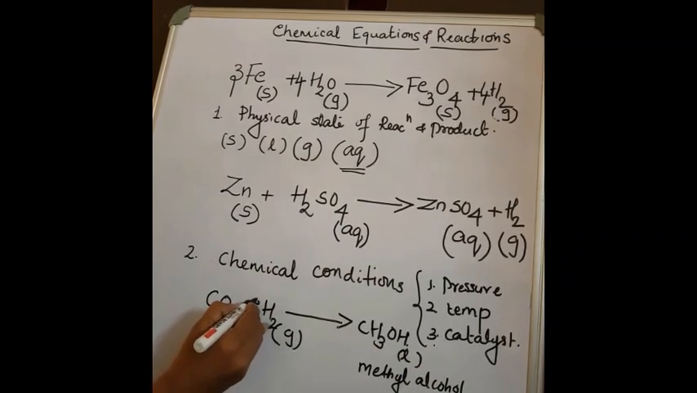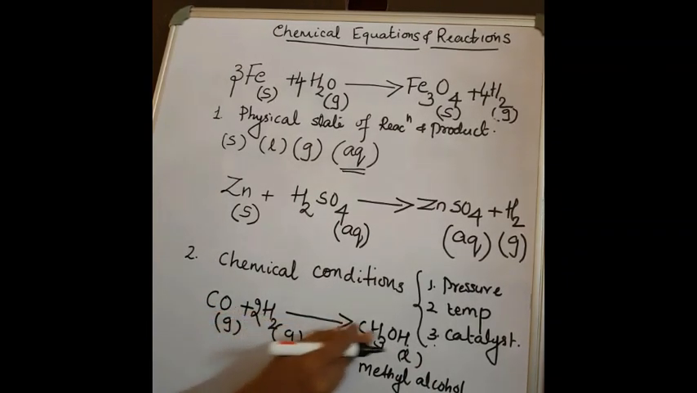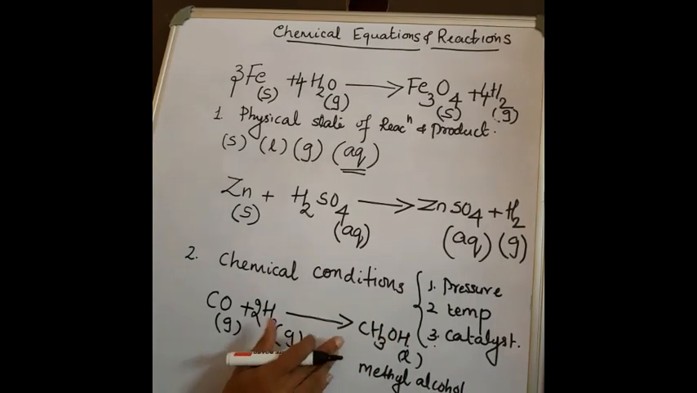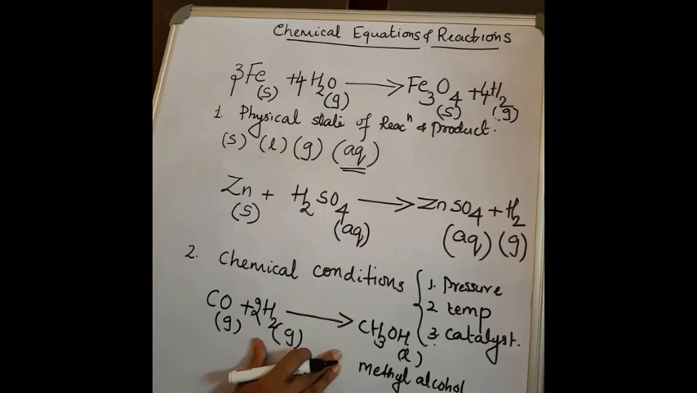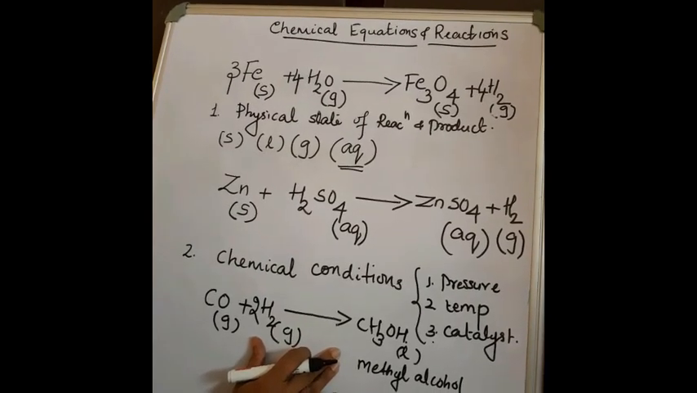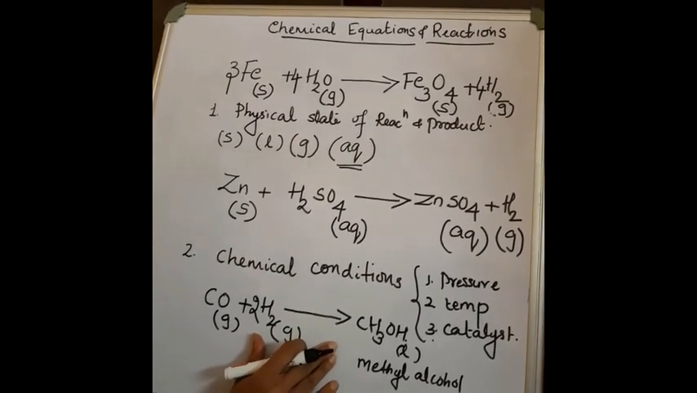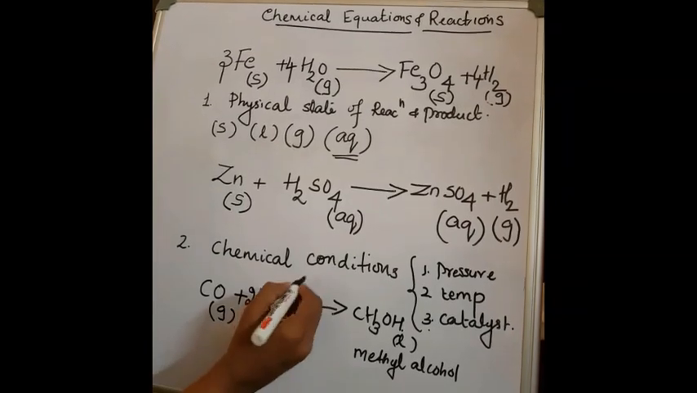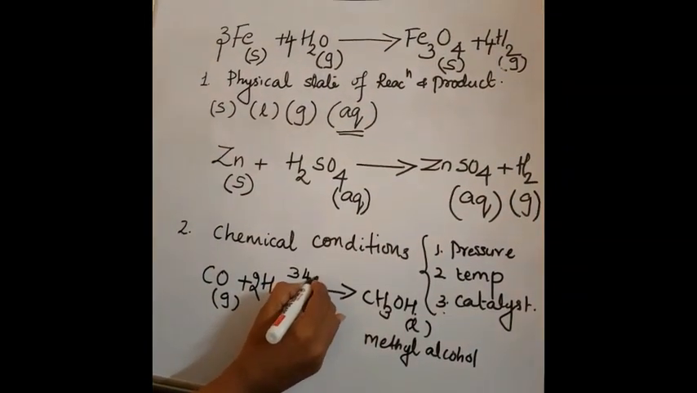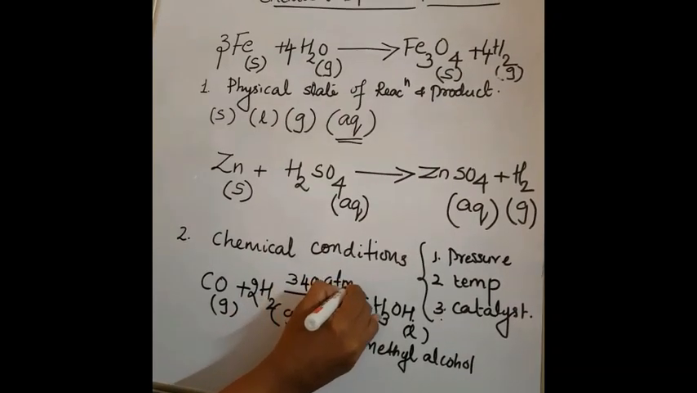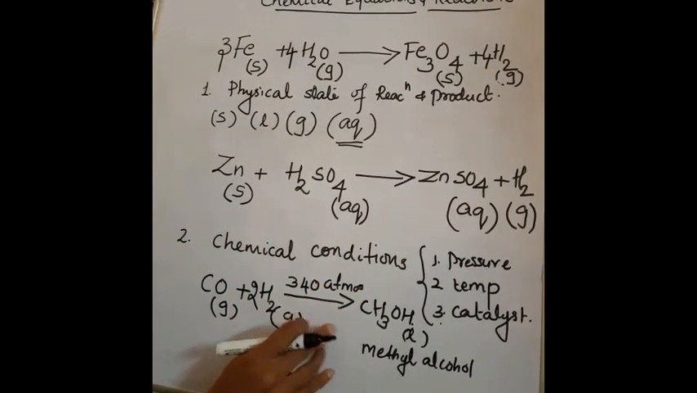Now I will balance it. 2H2 + 3 plus 1 4. Okay. Now if this reaction has to happen, this won't happen at standard temperature or pressure. This reaction will only happen if you give this reaction 340 atmosphere or pressure. Only then this reaction happens.